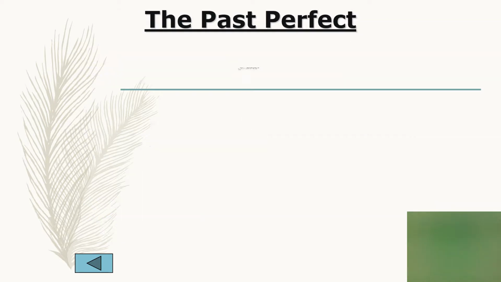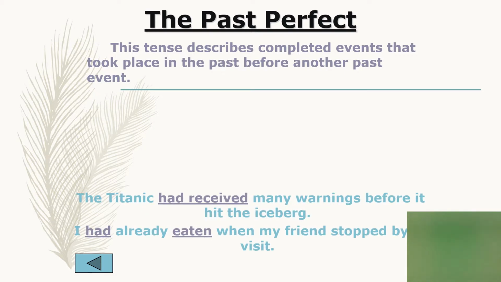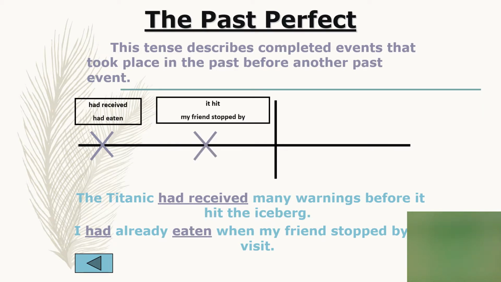Okay? We're now at the past perfect. The past perfect is used to express or to describe a completed event or events that took place in the past but before another event. It means that we have two events here. Look at the first X. It means had received or had eaten. The second one, hit or stopped.